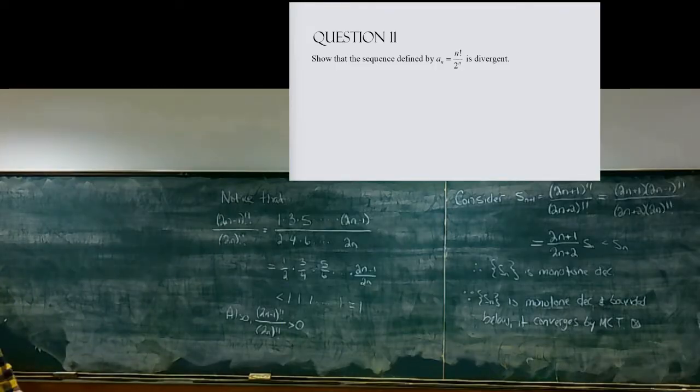What about n factorial over 2 to the n? They say we want to show that this is divergent. Here's how we're going to tackle this one. We're going to show that a sub n is increasing, but has no upper bound. Well, if there's no upper bound and it's increasing, it can't converge, it has to diverge. Right? Because your terms keep getting larger without bound.